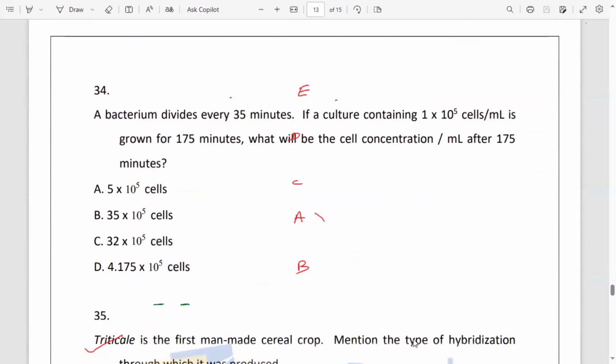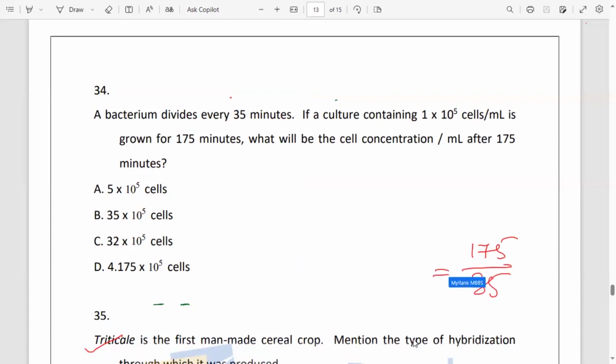Now the question here is: a bacterium divides every 35 minutes. If the culture medium containing 1 into 10 to the power of 5 cells per ml is grown for 175 minutes, what will be the cell concentration per ml after 175 minutes? The time given here is 175, and the division takes place once in 35.